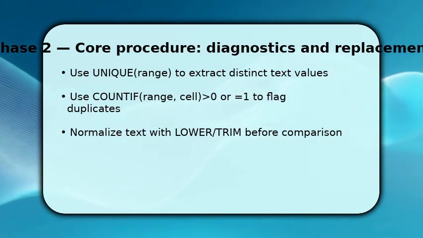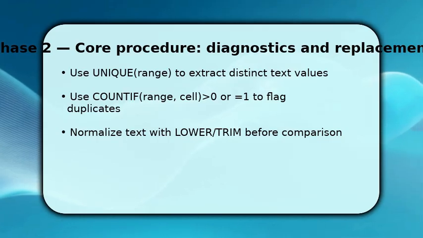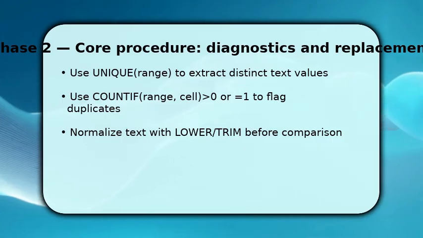Start by normalizing text. Wrap values with TRIM and LOWER so Alice and alice match. To extract distinct entries, use UNIQUE on the cleaned range. That gives you a dedupe list you can reference.